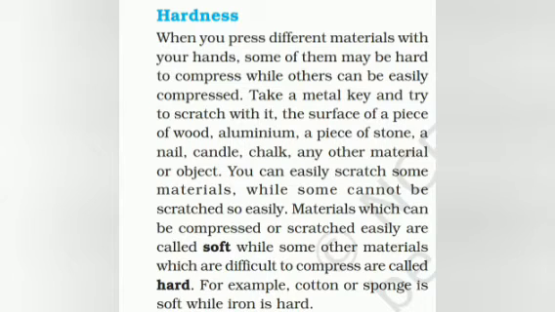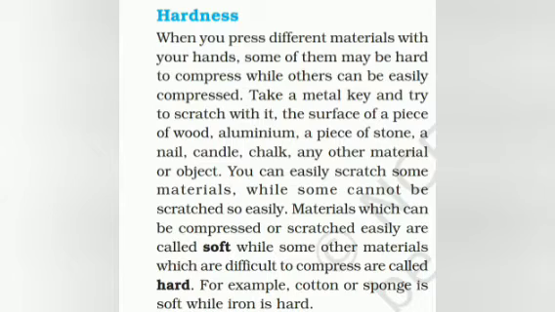The second one is hardness. When you press different materials with your hand, some of them may be hard to press while others can easily compress. Some are hard, some are soft. So take a metal key and try to scratch the surface of a piece of wood, aluminum, a piece of stone, a nail, candle, chalk or any other material. You can easily scratch some materials, while some cannot be scratched so easily. With the metal key, few of them get scratched and some do not. For example, stone will not scratch, but the candle gets scratched.